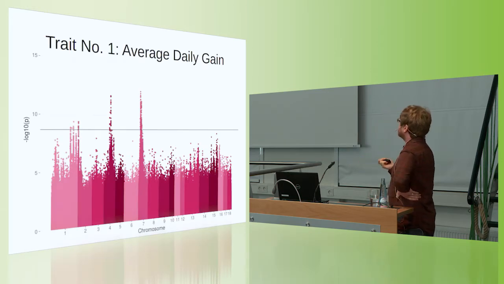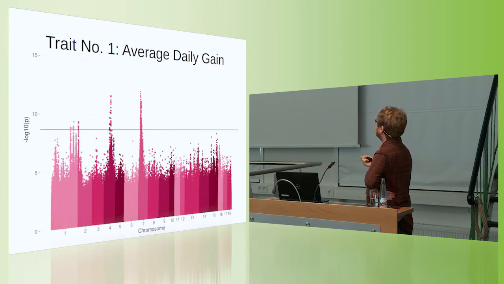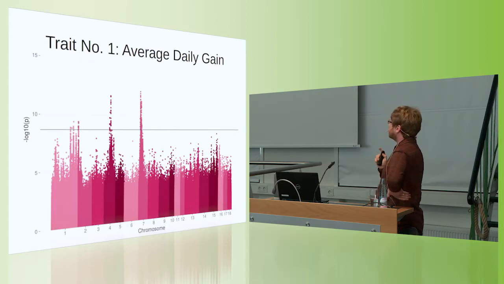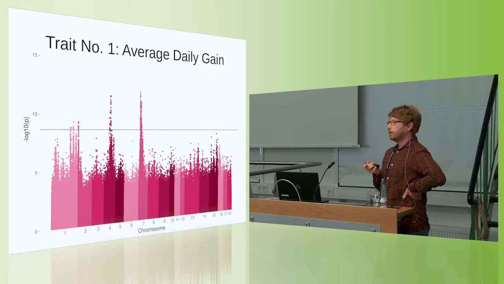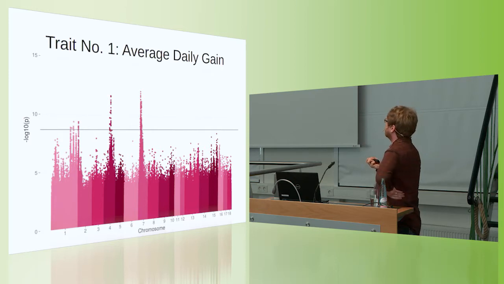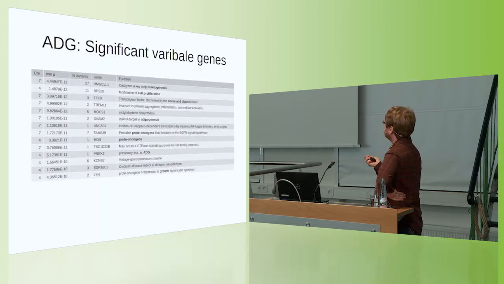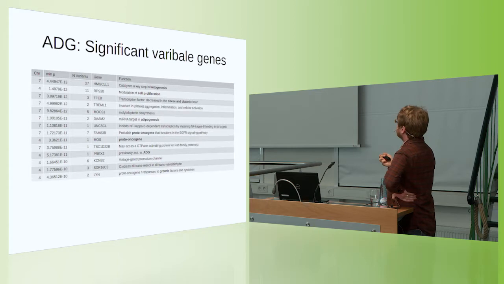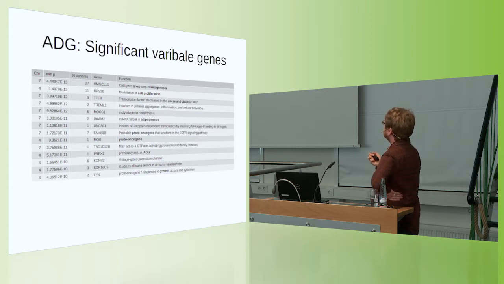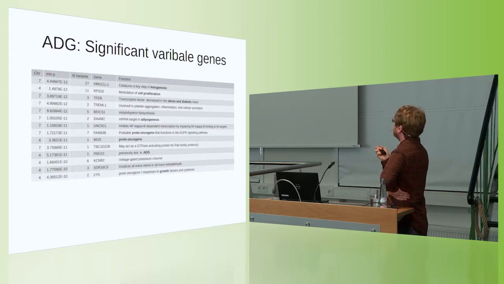So the first trait I'm going to show you is average daily gain. As far as I'm concerned, what's been found about average daily gain wasn't really clear because of the low marker density on a SNP chip. So we found 2 QTLs, one on chromosome 4 and one on chromosome 7. These are the most significant genes that we found where we had significant variants.